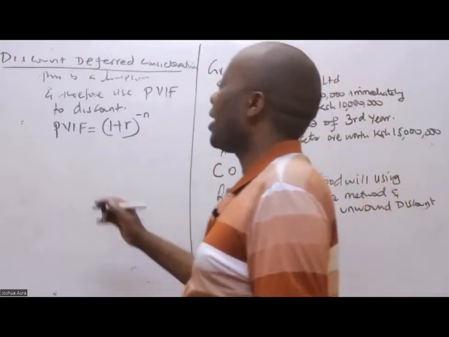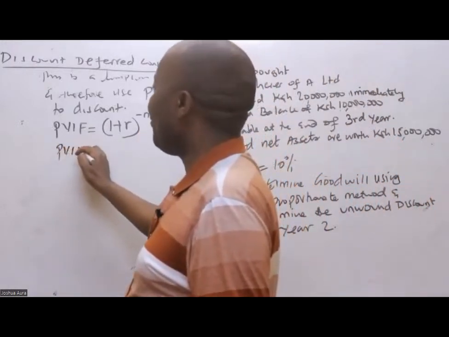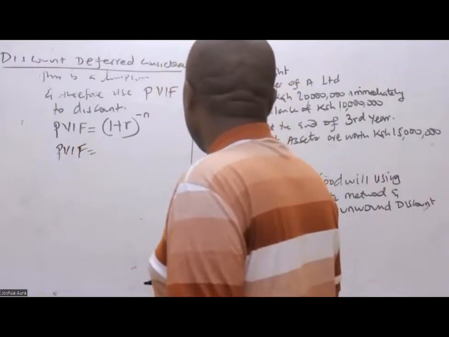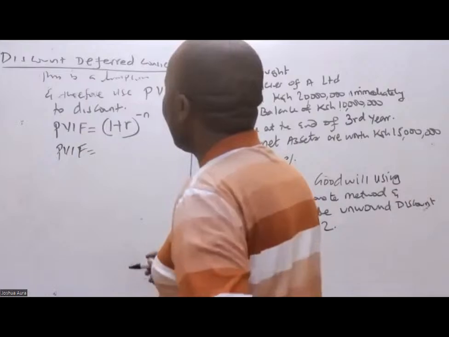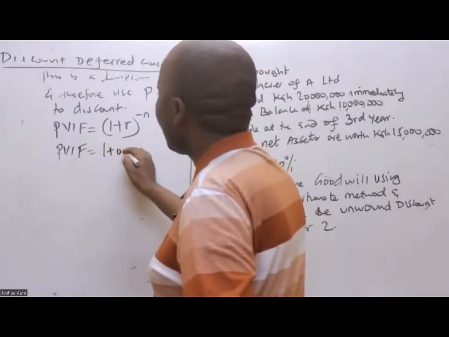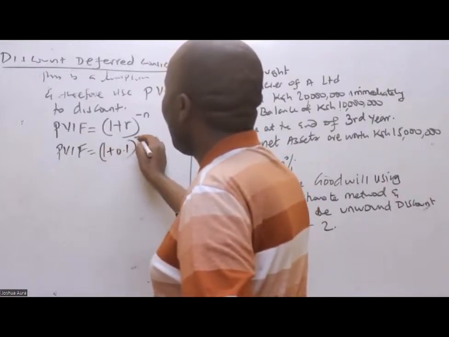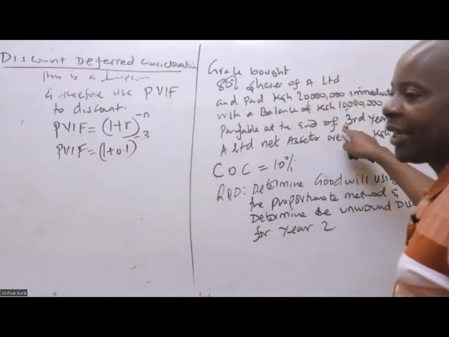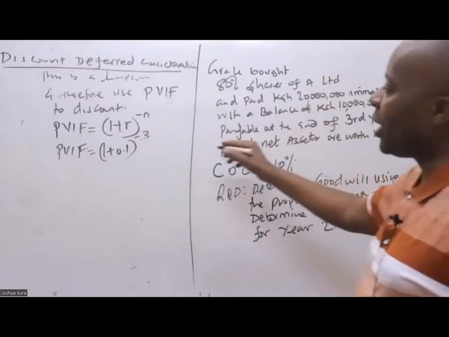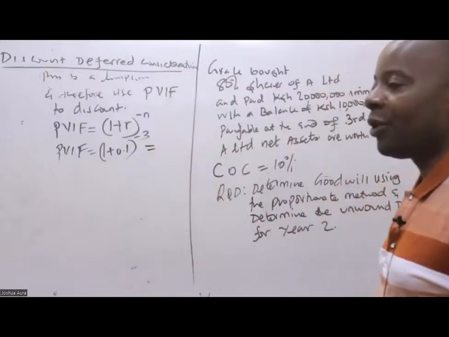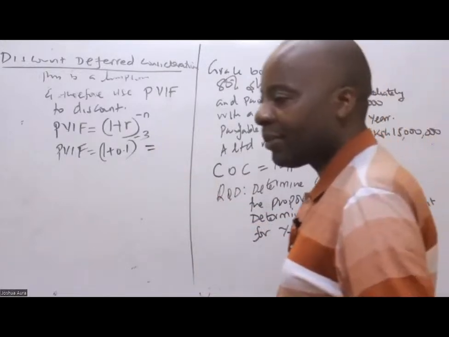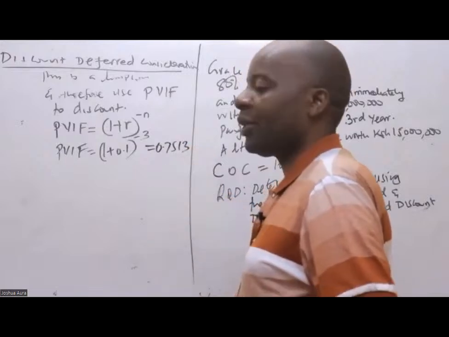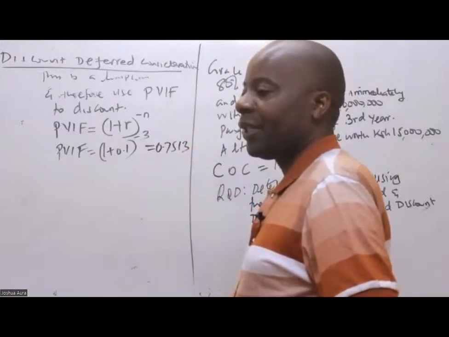So my PV will be (1 plus R), which is 1.1, raised to -3, because Grace is going to pay this amount at the end of the third year. Is there somebody who can give me this figure to 4 decimal places? Benjamin gives me 0.7513. Thank you very much.